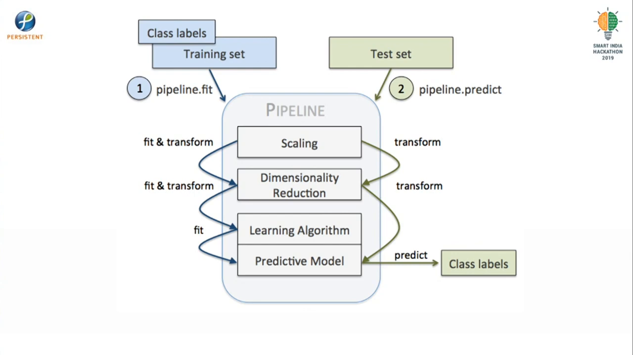So, instead of saying model.fit, we can say pipeline.fit, and instead of model.predict we can say pipeline.predict. And when machine learning professionals share their models, they basically share their pipelines, and the pipeline contains various things like scaling, dimensionality reduction and learning algorithms.